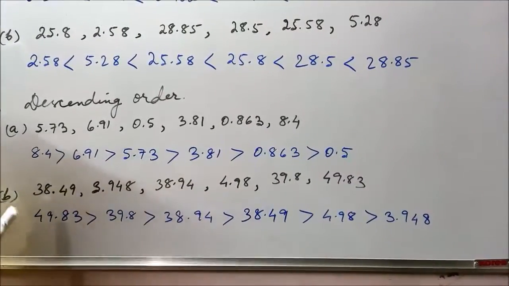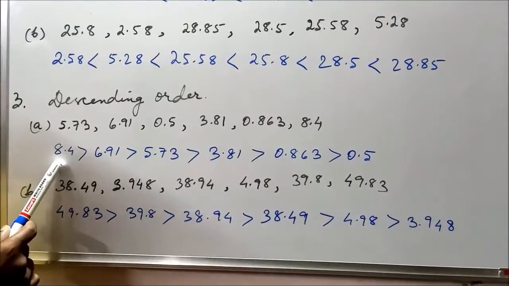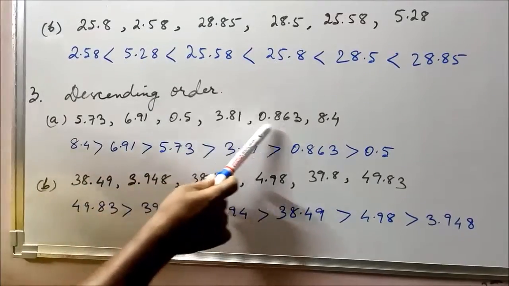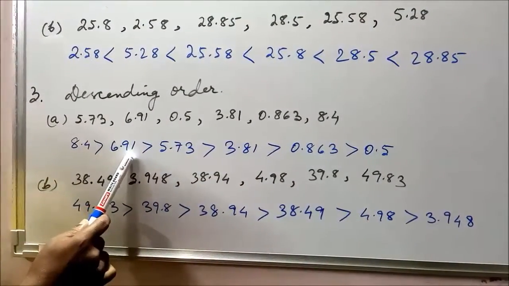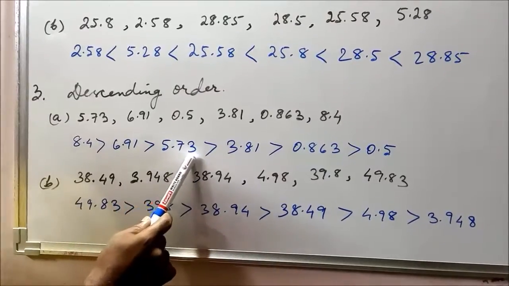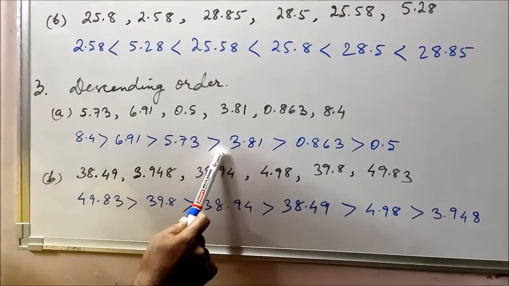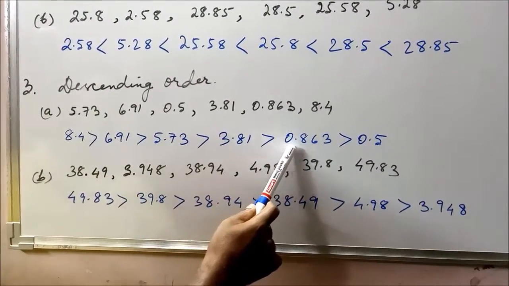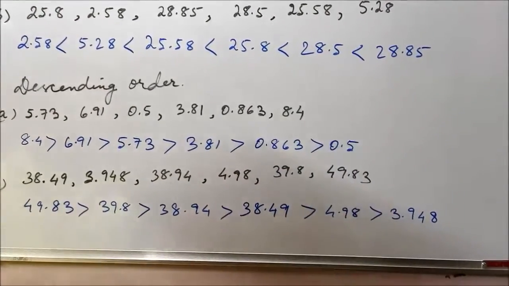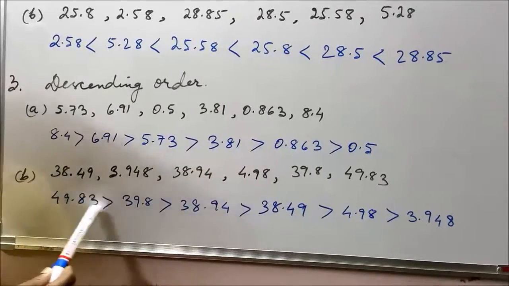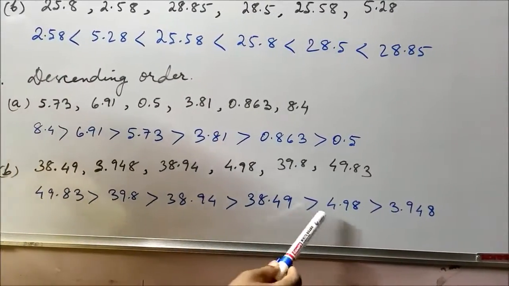Now question number 3, descending order, the same, only we have to write from greater to smaller. So to find the greatest decimal number here, out of all this is 8.4, then is greater than 6.91, is greater than 5.73, is greater than 3.81, is greater than 0.863, and this is greater than 0.5. Similarly, I have written here in descending order.